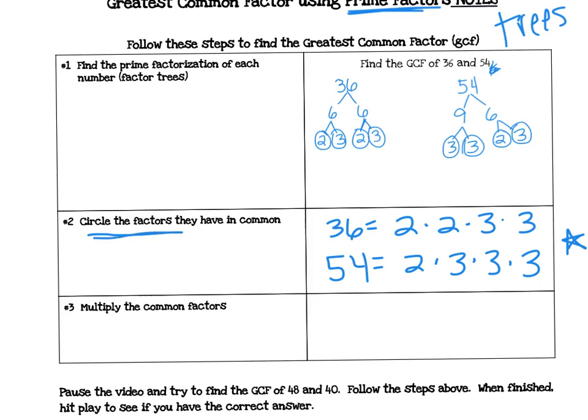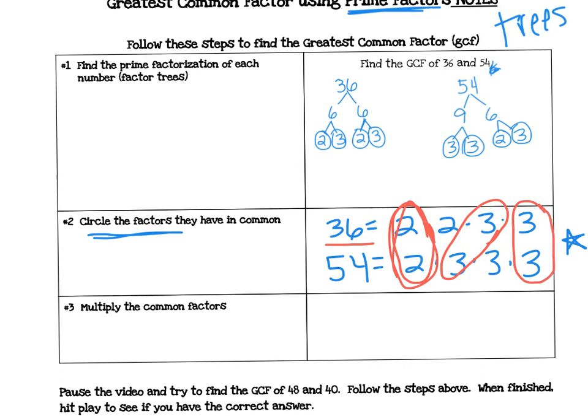Okay, so I can see the top row is representing the number 36. The bottom row represents the number 54. So I need to have the factor in each row in order for it to be in common. Okay, I can see they each have 2 as a factor, and they each have 3 as a factor, and they each have a second 3 as a factor.